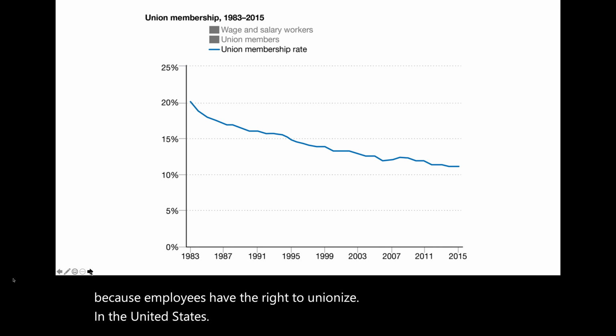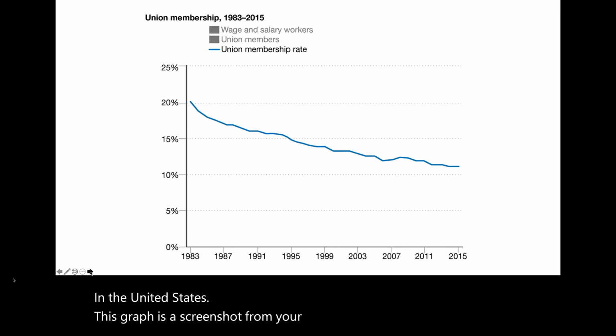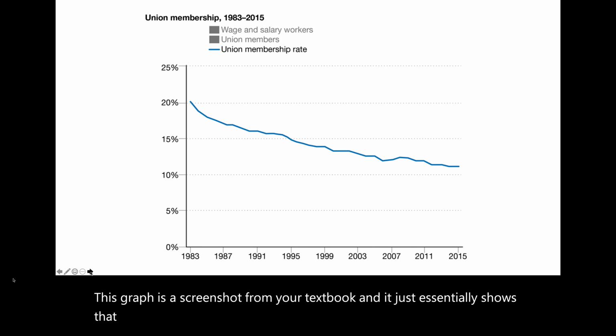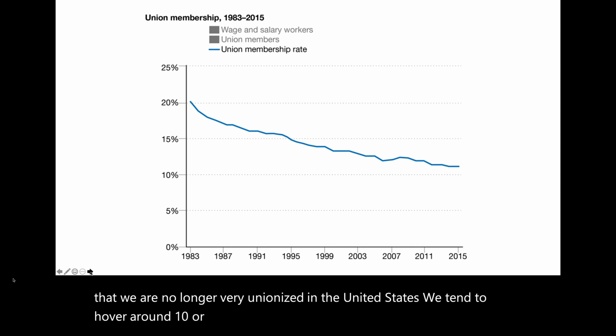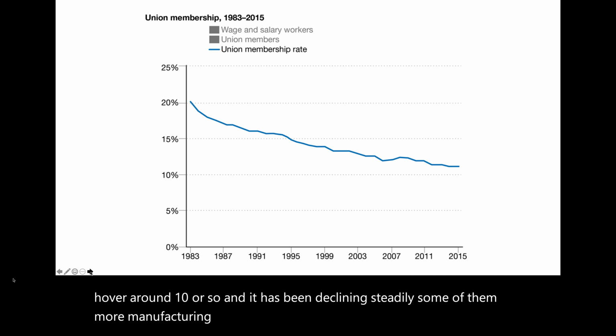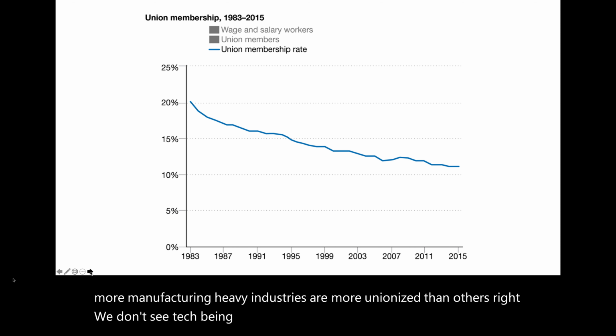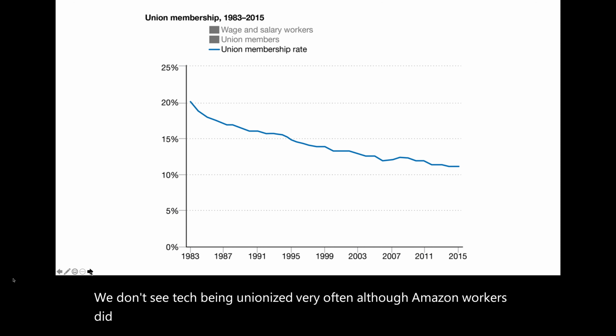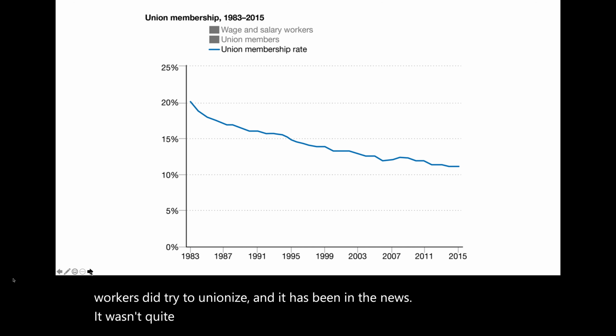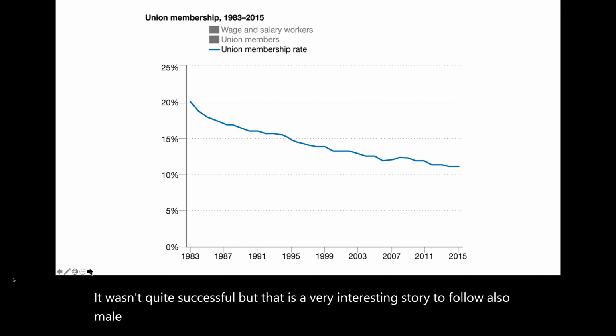This graph is a screenshot from your textbook, and it just essentially shows that we are no longer very unionized. In the United States, we tend to hover around 10% or so, and it has been declining steadily. Some of the more manufacturing heavy industries are more unionized than others, right? We don't see tech being unionized very often, although Amazon workers did try to unionize, and it has been in the news. It wasn't quite successful, but that is a very interesting story to follow. Also, male dominated occupations and older employees tend to be more unionized than younger employees.